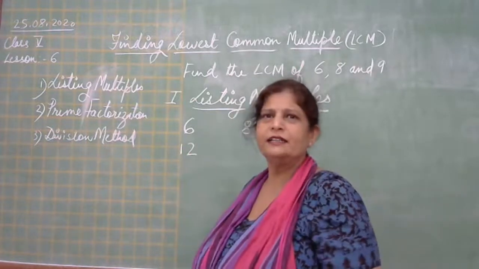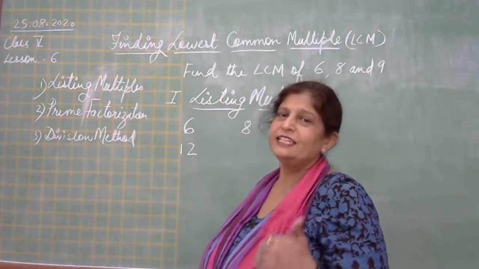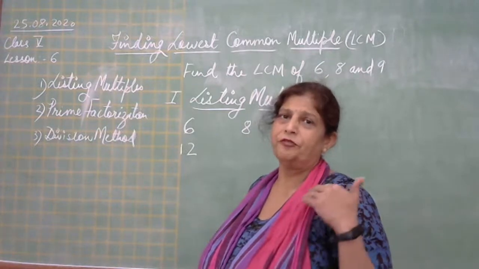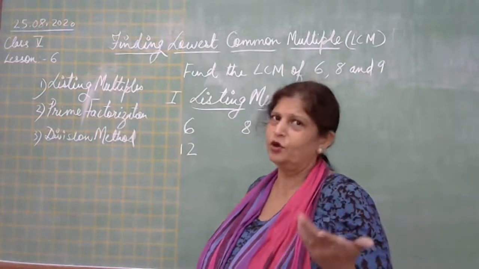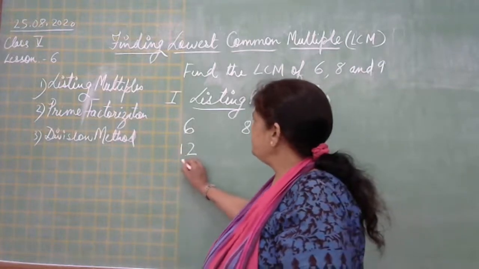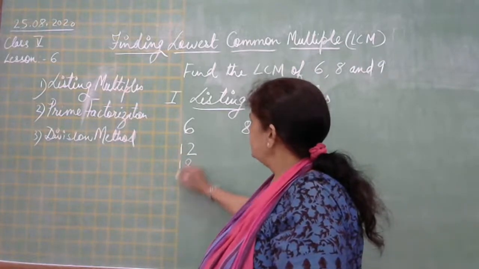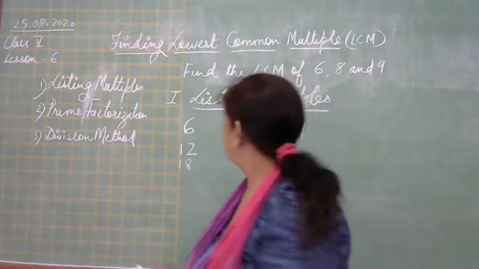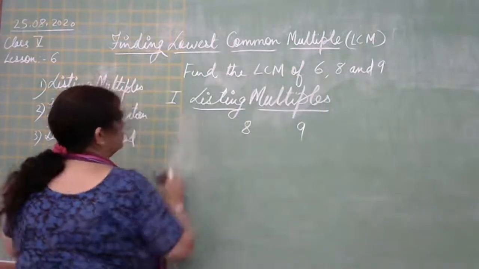Now what we are doing here? We are writing the multiplication table of 6. Those are the multiples of 6. 6 ones are 6, 6 twos are 12, 6 threes are 18.